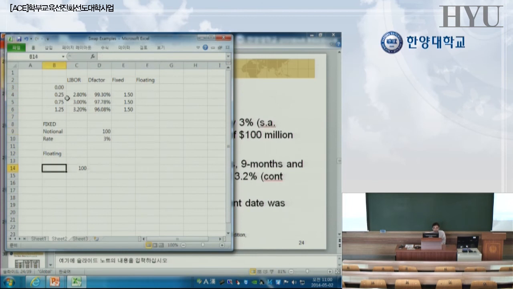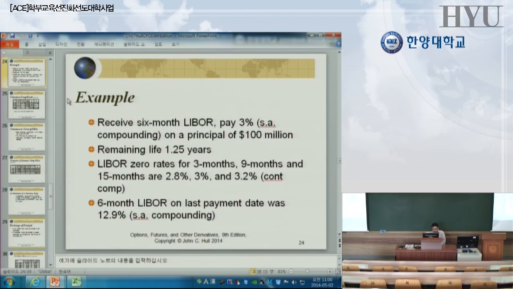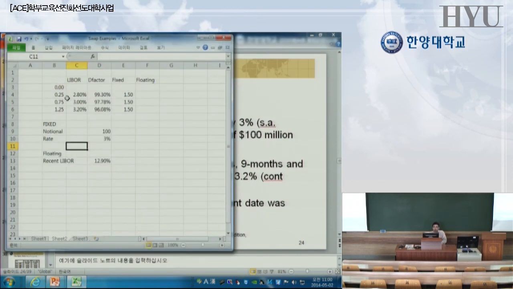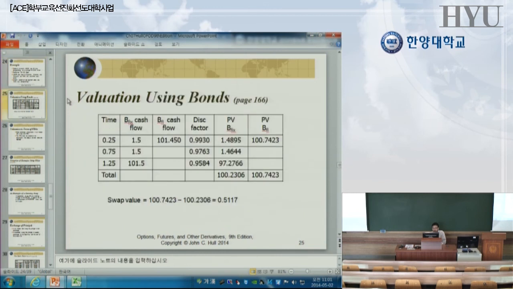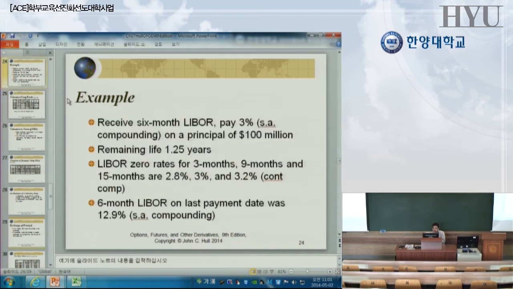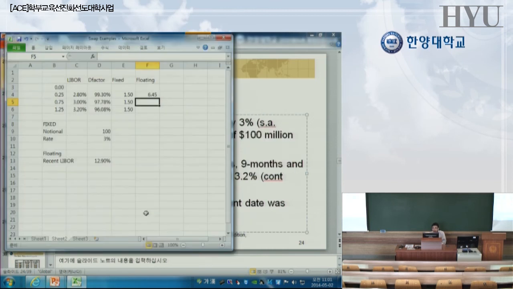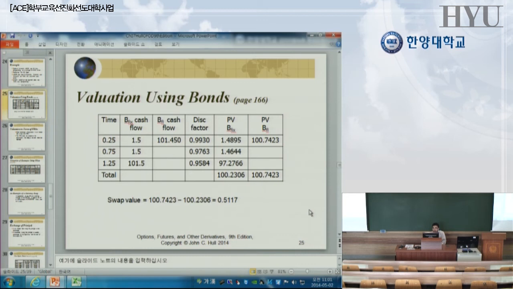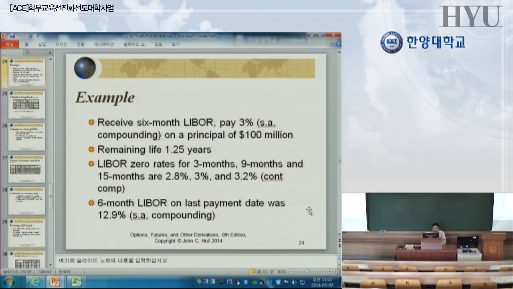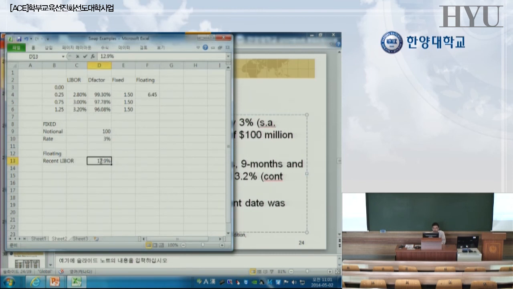So the recent LIBOR was what? 9%. So 3 months later, I will receive this multiplied by... am I right? I think this number is also wrong. This is too high. It is not 12.9%. I think this is a typo. It is 2.9%.